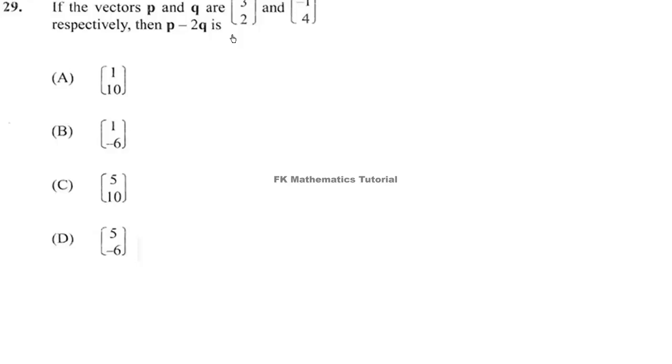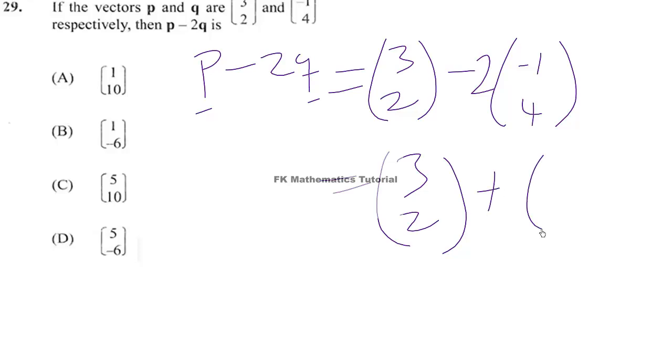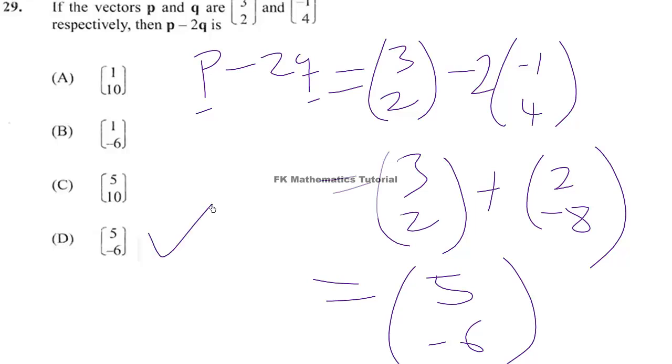If the vectors P and Q are 3, 2 and negative 1, 4 respectively, then P minus 2Q is. So P minus 2Q will be equal to 3, 2 minus 2, Q is negative 1, 4. So this will be equal to 3, 2, negative 2 times negative 1 is positive 2. Then this will give you negative 8. So 3 plus 2 is 5. Then 2 plus negative 8 will be equal to negative 6. So the correct answer is option D.